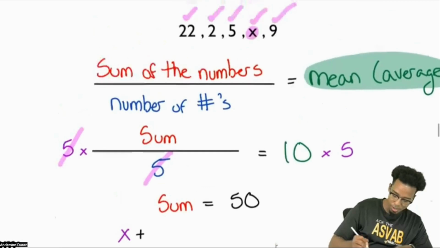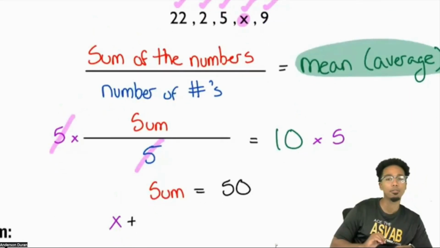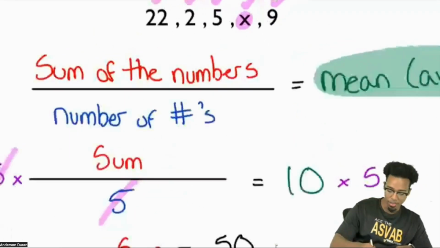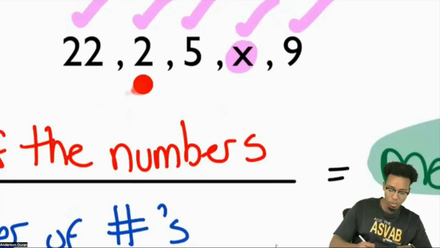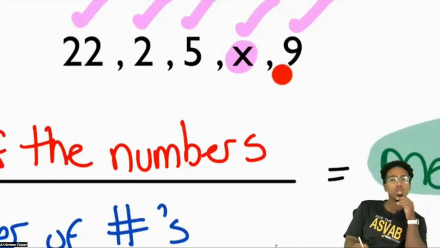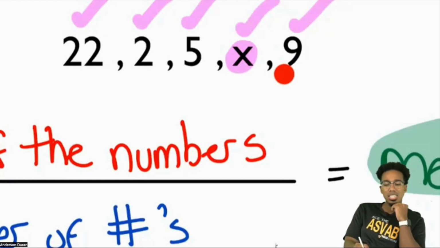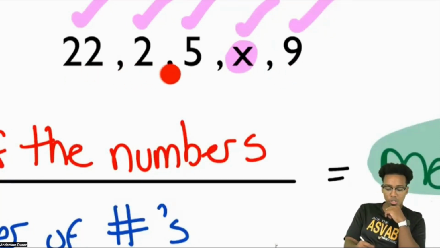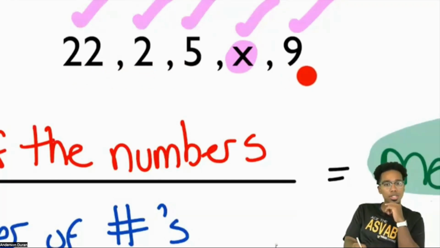But what else do we have? Everybody, let's add up what we have. Help me out here. 22 plus 2 is 24. 24 plus 5 is 29. 29 plus 9, what's that going to be? So all these added up together, 22 plus 2 plus 5 plus 9, what's that going to be? Yeah, that's going to be 38.